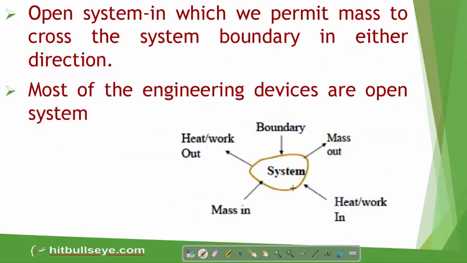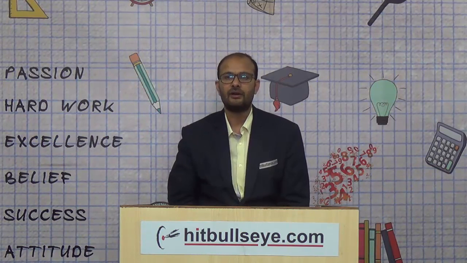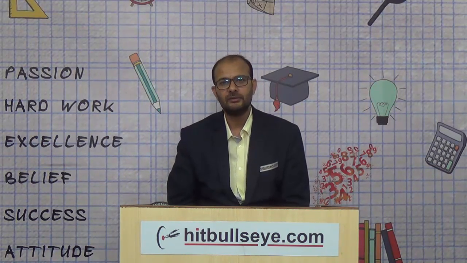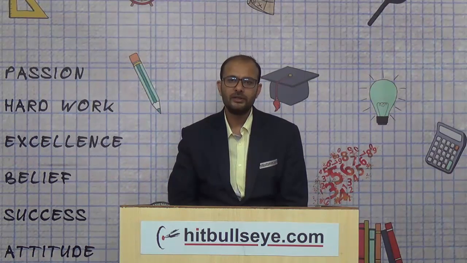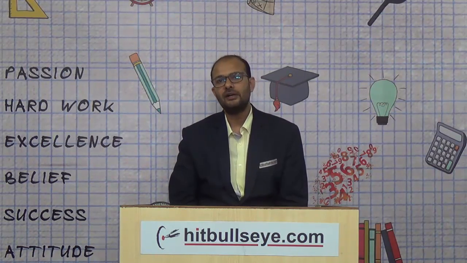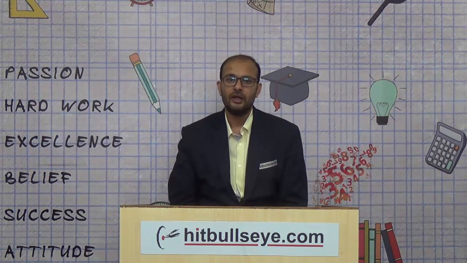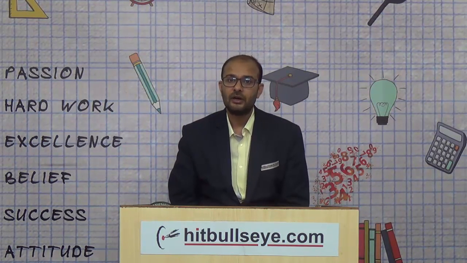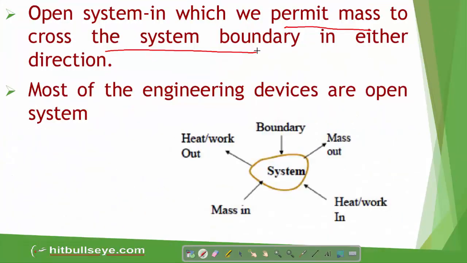Next is open system. In thermodynamics, maximum systems are open system. Open system are those systems in which mass is allowed to enter the system boundary. In open system, mass as well as heat and work can enter or leave the system's boundary. So example of open system can be a piston cylinder arrangement with valves. In closed system, a piston cylinder arrangement without valves. Here in the system, mass can come in, mass can go out, and heat can go out, heat can go in.